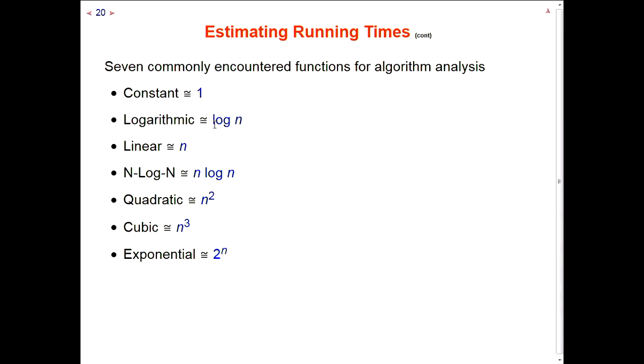Logarithmic is also very good. We will see one example of a logarithmic algorithm. Linear is what we have just seen. If you increase the input size by a factor of 10, then the runtime would increase by a factor of 10. This is fairly special, but occurs in a variety of practical algorithms, such as efficient sorting algorithms.